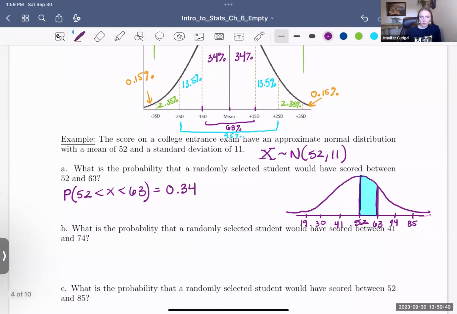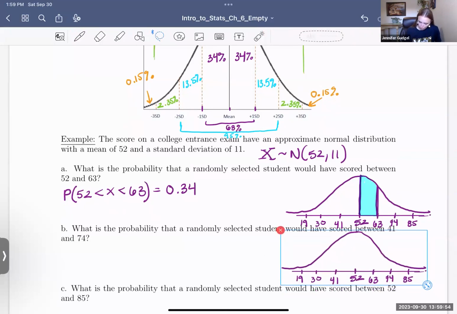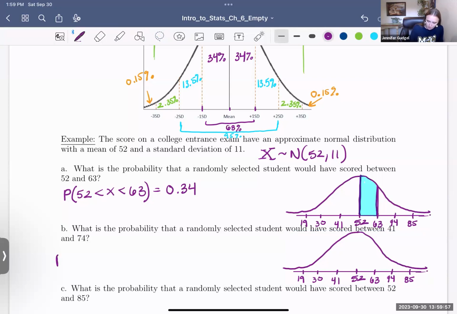The probability that a randomly selected student would have scored between 41 and 74. All right, let's write the statement. Probability of randomly selected students scoring between 41 and 74. All right, let's shade it. 41. Okay, that's one standard deviation. Remember, this is my mean. That's my center. 1 to the left to 2 to the right. So this is not going to be an even 68, 95, or 99.7. We're looking at something not symmetrical here.